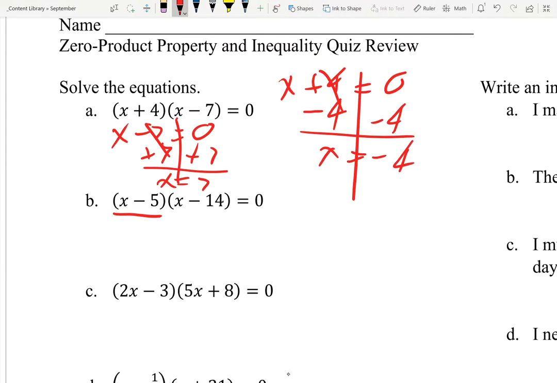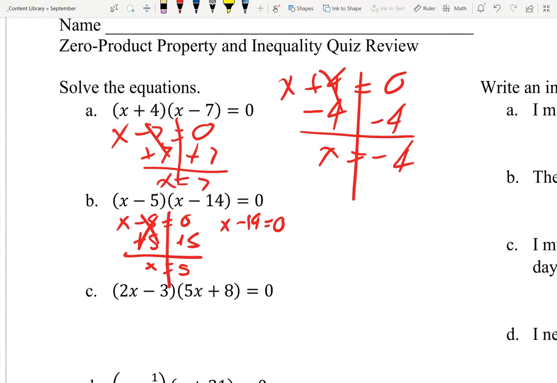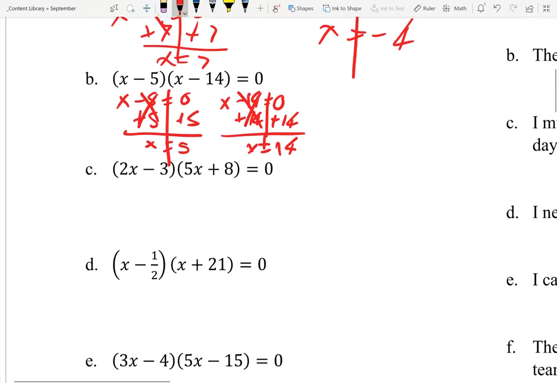You have x minus 5 times x minus 14. Our goal is to figure out what makes each part 0. Let's start with x minus 5. What makes x minus 5 equal 0? If you add 5 to both sides, we get x equals 5. Same thing with x minus 14. If we set x minus 14 equal to 0 and solve it, we add 14 to both sides and have x equal to 14, because 0 plus 14 is 14. And we have those two solutions.